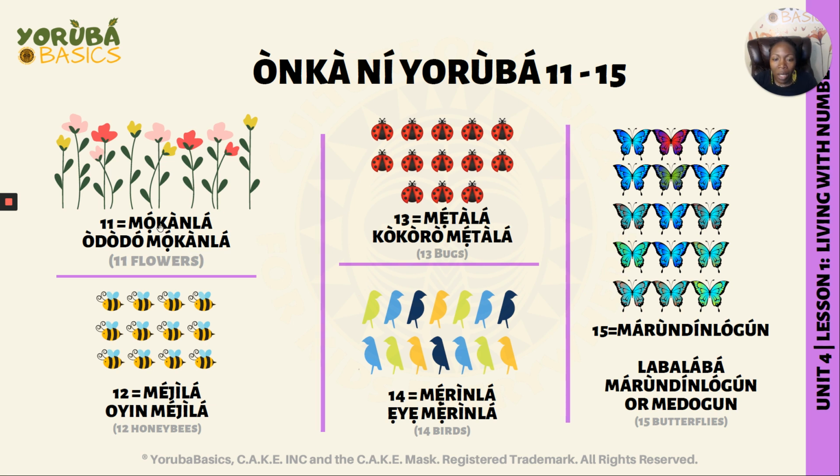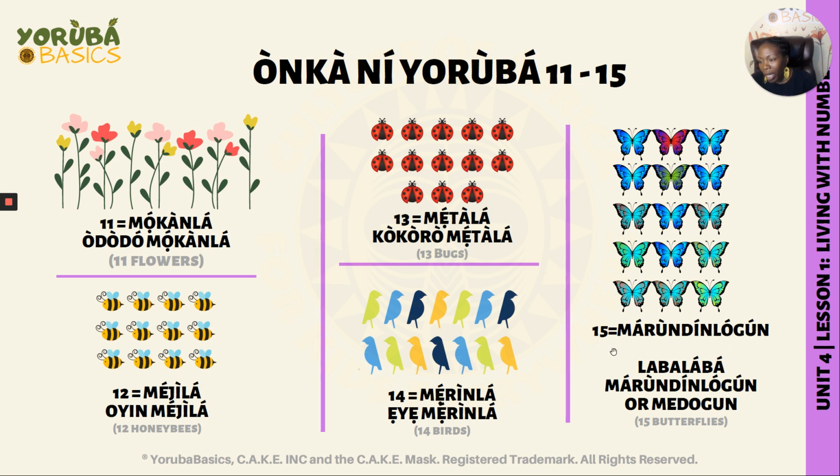Mọ́kànlá. You're noticing here you have the ọ̀kan in the middle of it. Òdòdó mọ́kànlá means 11 flowers. Oyin méjìlá, 12 bees. Kòkòrò mẹ́tàlá, 13 insects. Ẹyẹ mẹ́rìnlá, 14 birds. And then the la should let you know that it's over: 3 over 10, 4 over 10, 5 over, 1 over 10, 2 over 10.